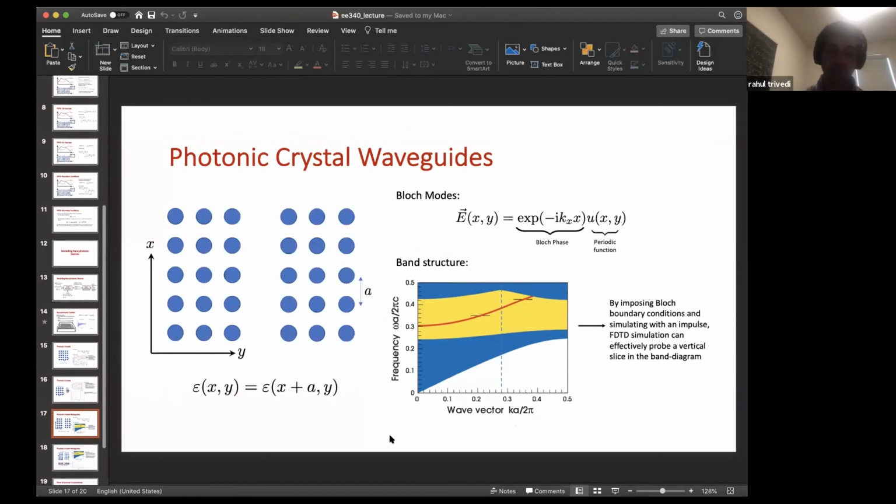Let's see if I do have a spectrum for this. So yeah, I want to probe a band structure that looks something like this. It's a function of only kx because you have one propagation direction. Now, again, to simulate this band structure, you do the same thing.